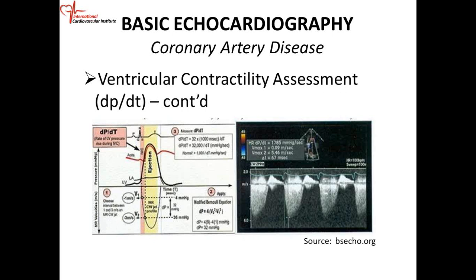dP/dt is an assessment of LV systolic function, the contractility. The stronger the heart muscle, the shorter the time, because it's going to take less time to generate the same pressure, as opposed to a weaker muscle. It's going to take a longer time. So when you divide the change in pressure by time, the weaker muscle is going to have a smaller dP/dt because of the larger time. Okay, so you have to get that concept.